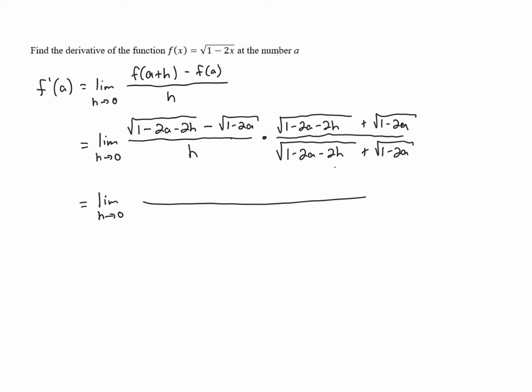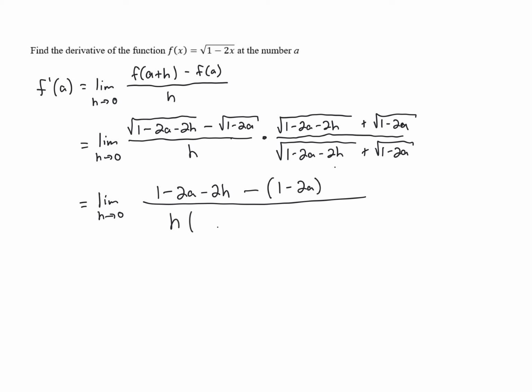If we FOIL things out, the outer and the inner ones are going to cancel, and so it's just going to be this first one squared minus the last one squared. And we know that when we square a square root, that gets rid of the square roots. So it's going to be this first bit, 1 minus 2a minus 2h, minus that last part squared. If we take the square root of 1 minus 2a and square it, the square root goes away. So we've got 1 minus 2a, but I'm still going to use parentheses because we've got to subtract that whole shebang.